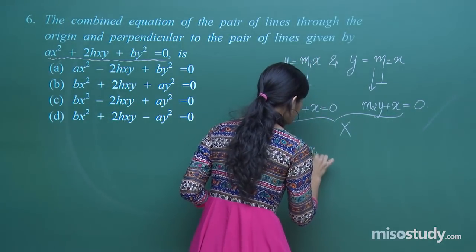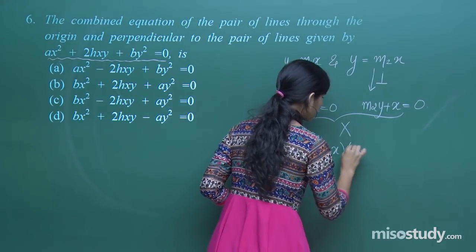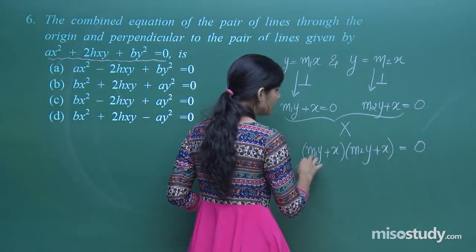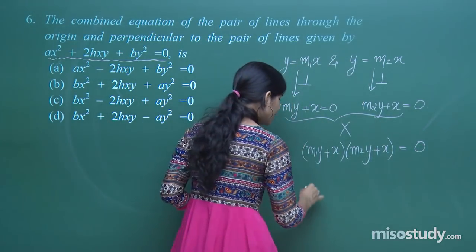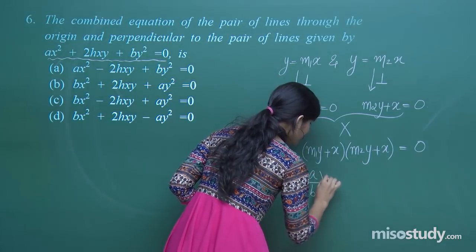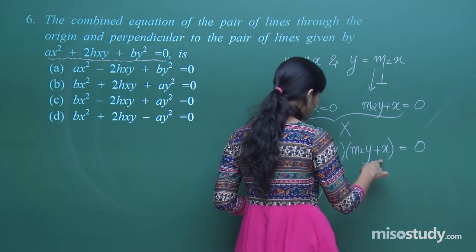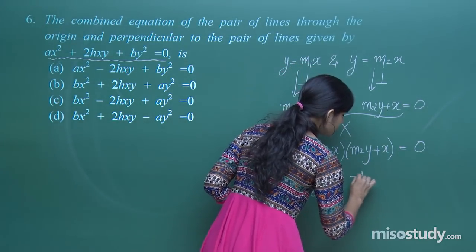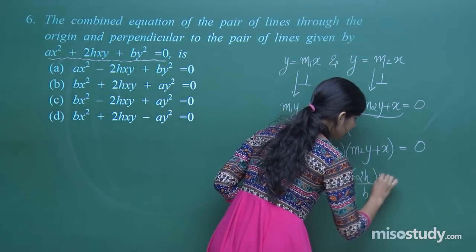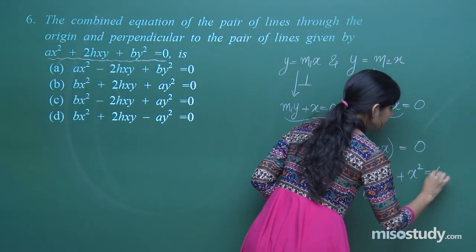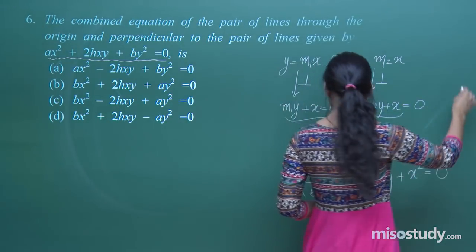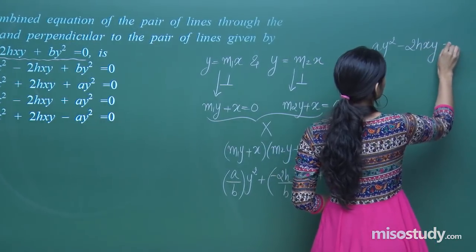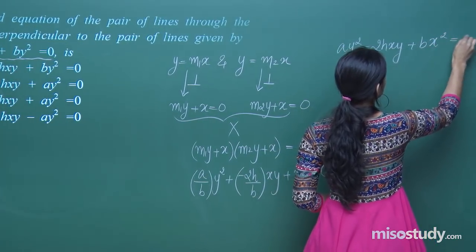What you get? m1y plus x into m2y plus x equals 0, which gives you m1 into m2 y square, m1 into m2 is a by b, y square plus m1 xy plus m2 xy. So plus m1 plus m2 xy, m1 plus m2 is minus 2h by b, xy plus x square. So this eventually gives you ay square minus 2hxy plus bx square equals 0.